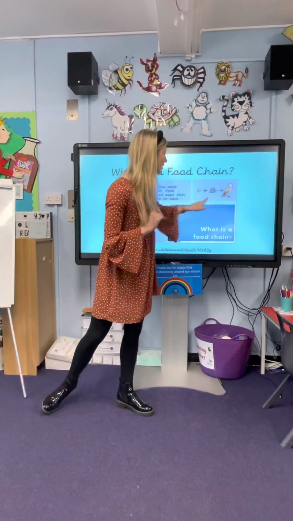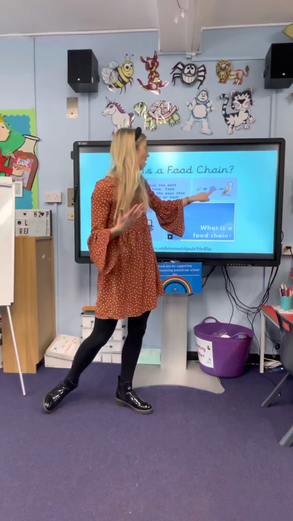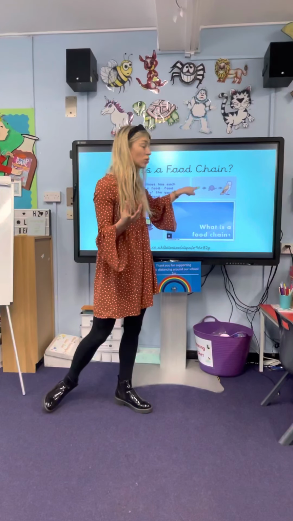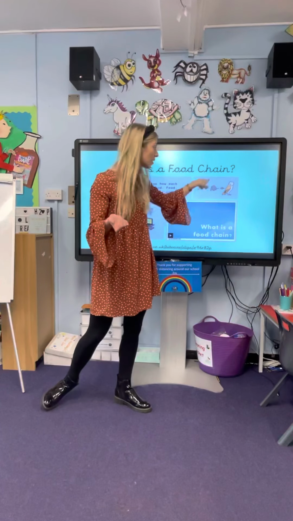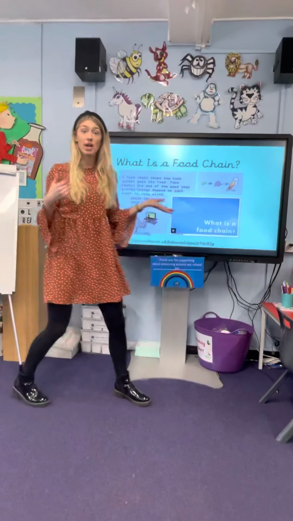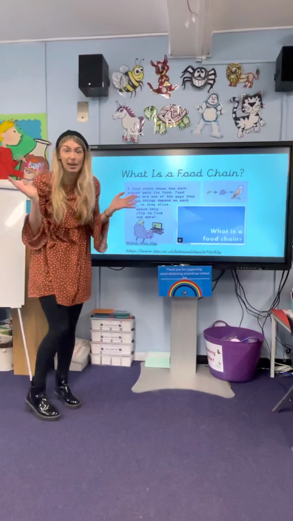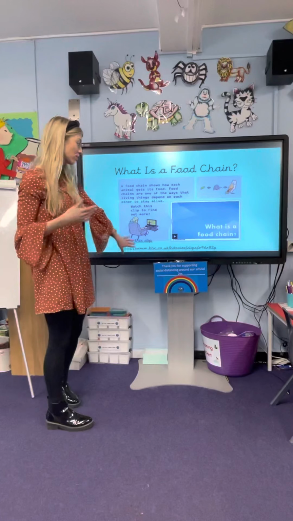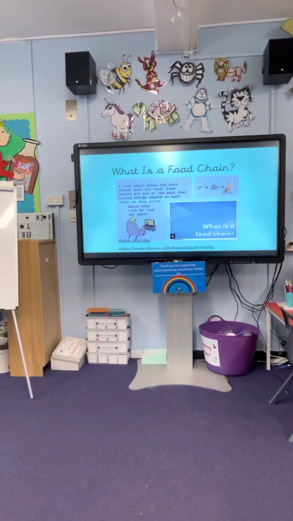In fact, we could look at this one. So the owl needs to be able to eat mice to stay alive. However, if that mice doesn't have little bugs and things to eat, little caterpillars and things, then that wouldn't survive. So it's really important that they're all in the chain. If one's taken out of the chain, what would happen? Have a think. The chain would collapse, wouldn't it? And they wouldn't be able to survive. Okay, they would struggle to get their food. We're going to watch a little video now to tell us a little bit more about food chains.